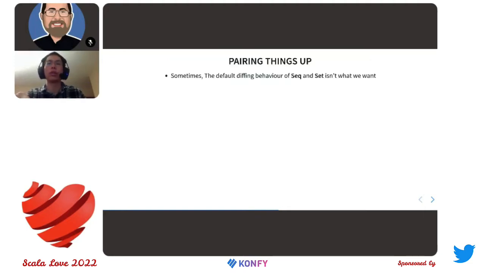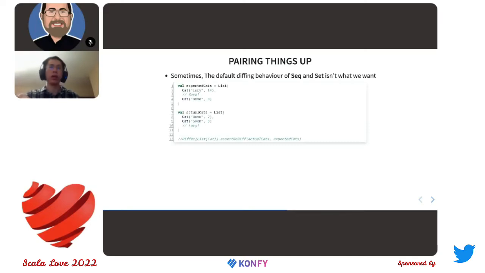So previously I talked about the default behavior for diffing sequences and sets, but a lot of the time it doesn't give us enough information. It can produce confusing behaviors and outputs when things don't match up. So here's an example. Let's say we now want to diff two lists of cats. We're expecting Lucy and Bono to show up. But then what we actually got is Bono and Sven.